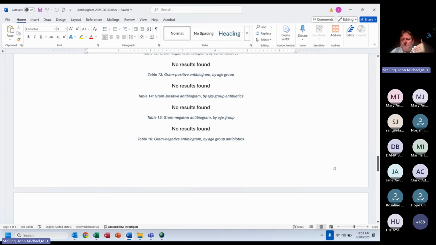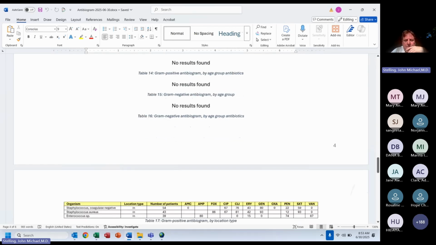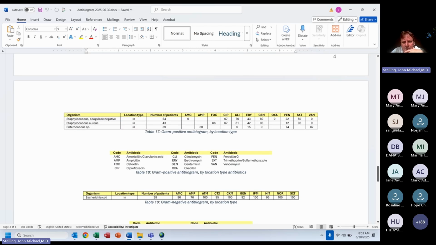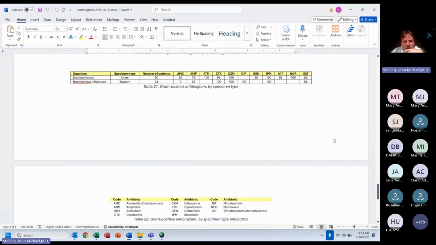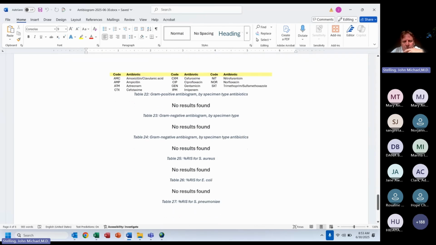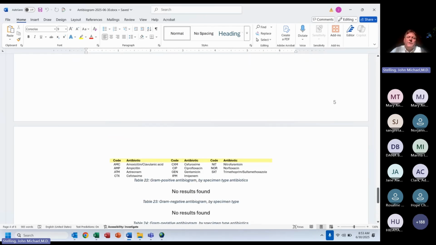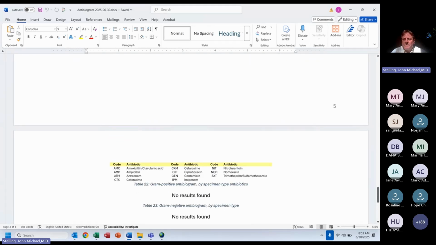And here it says no results because it was under 20 isolates. And here we have inpatient and outpatient. And then we have the E. coli and the Haemophilus. And then no results here. So this is our first version of the Word report for the antibiograms. I'm going to stop the screen sharing.